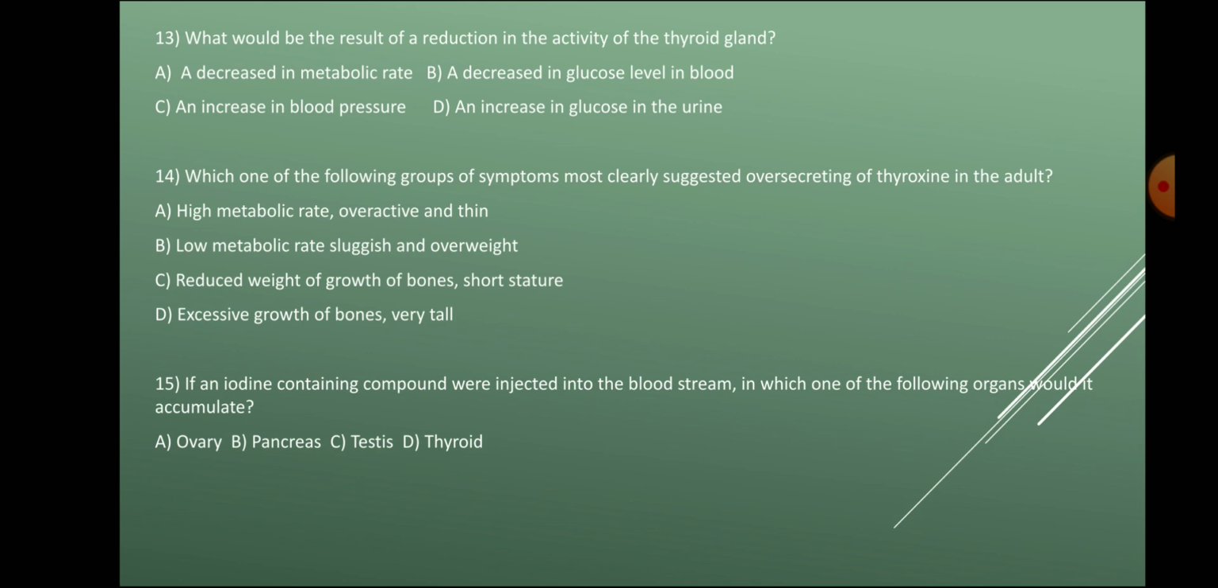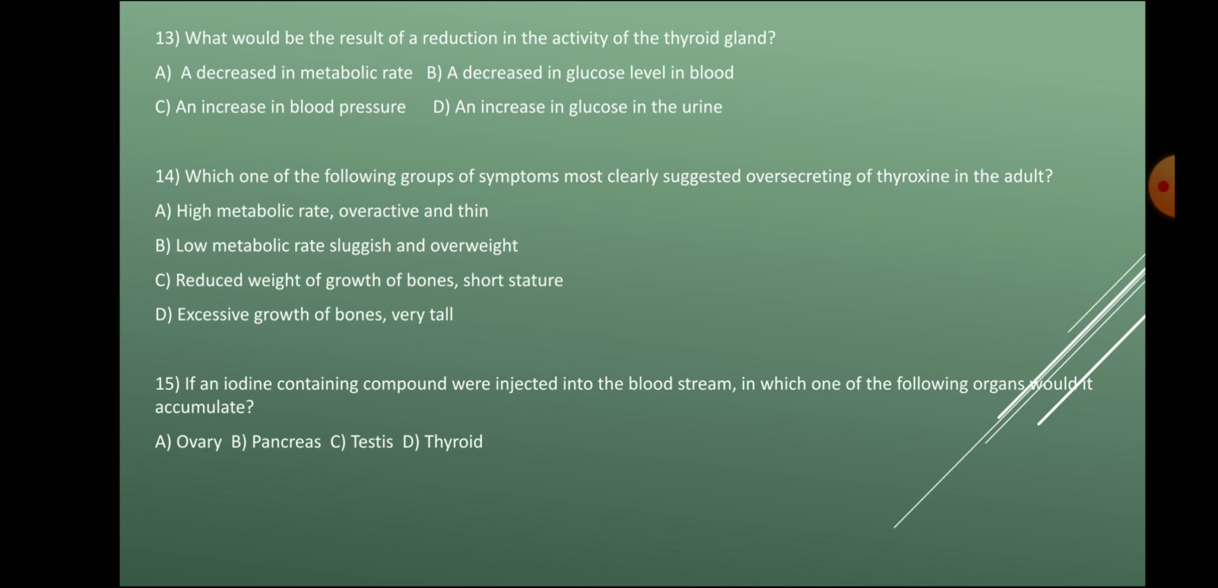Next question, what would be the result of a reduction in the activity of the thyroid gland? The options are: A, decrease in metabolic rate. B, decrease in glucose level in blood. C, increase in blood pressure. And D, increase in glucose in the urine. The correct option is A, decrease in metabolic rate.